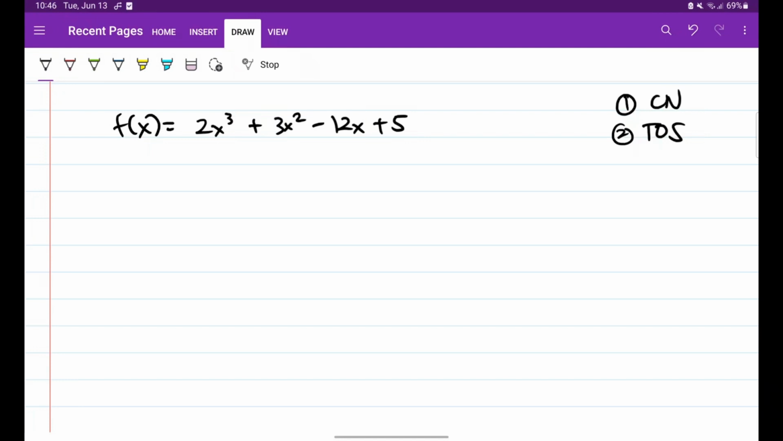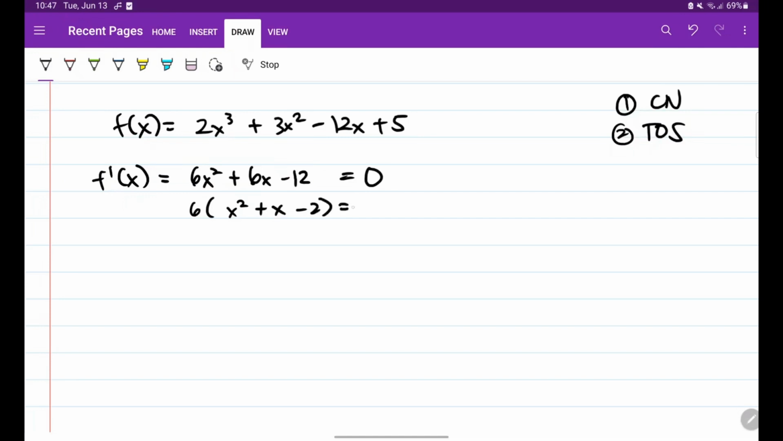Again, we take the derivative of the function, so f prime of x is equal to 6x squared plus 6x minus 12, and then we equate this to 0. Okay, so kung hindi pa kayo familiar dito, then watch my previous videos about critical numbers and yung examples ko there. Okay, so 6x squared plus 6x minus 12, well, we can factor out 6, so 6 times x squared plus x minus 2 is equal to 0. So x squared plus x minus 2 is just equal to 0.